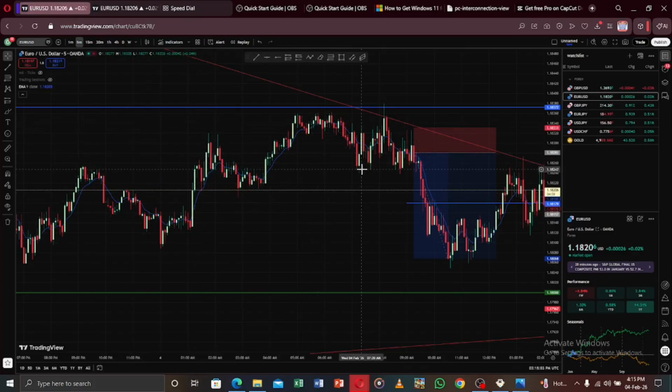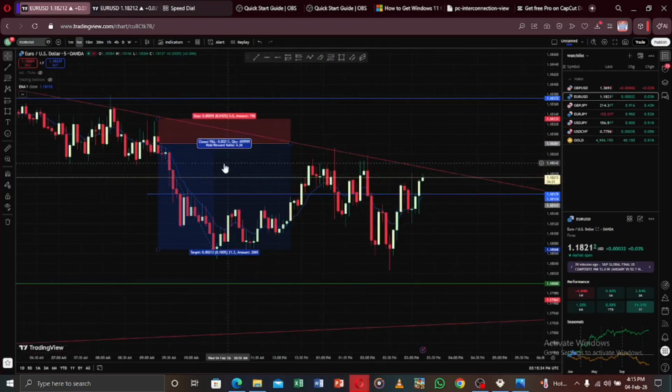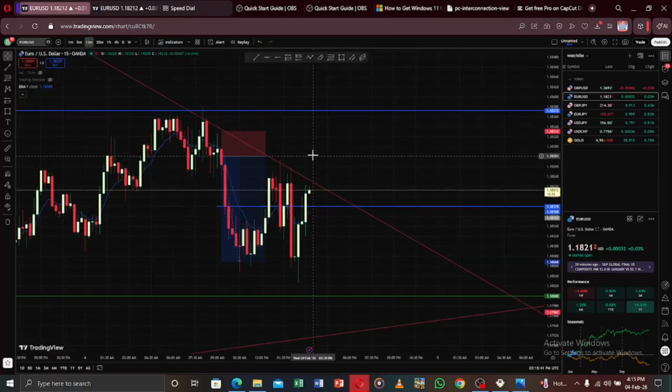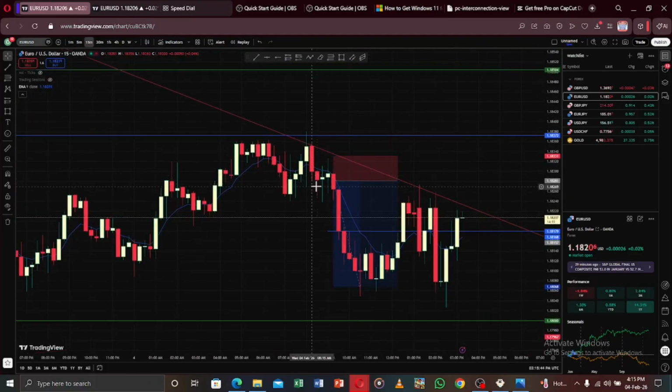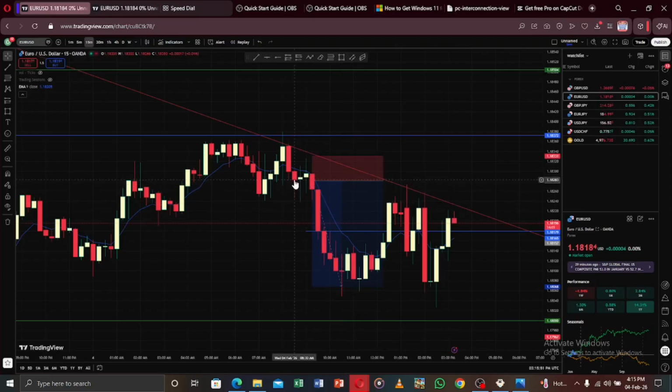But it came here and barely broke structure. This point right here, it came into this zone. So I then waited for a retracement. Price came up here. I waited for a retracement into a fair value gap. No, there was no fair value gap. This trade was also rushed. Honestly, I can't believe there was no fair value gap.